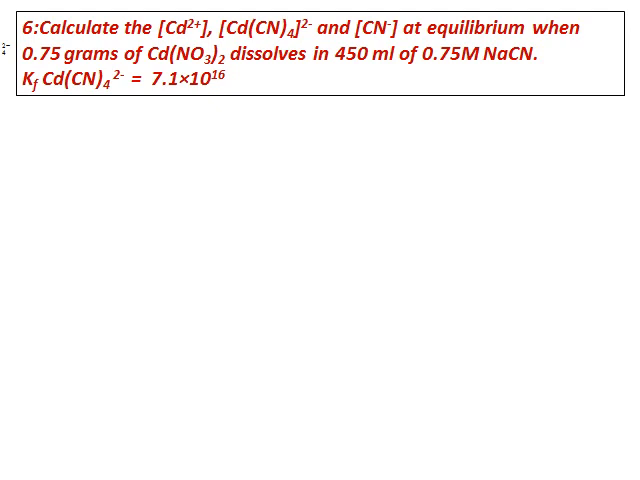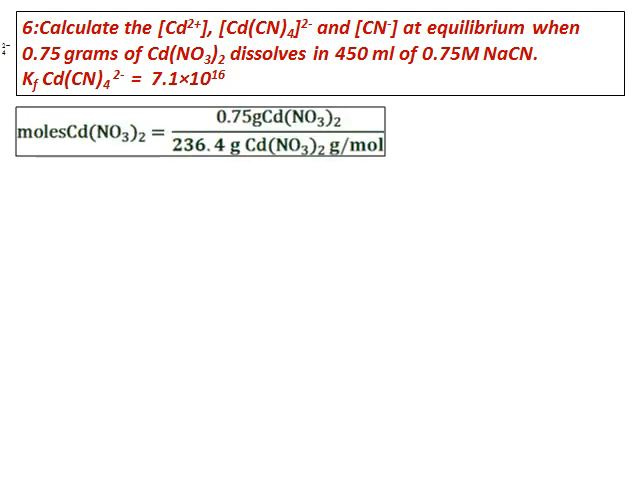Calculate the cadmium ion concentration, the cadmium cyanide complex concentration and the cyanide concentration at equilibrium when 0.75 grams of cadmium nitrate is dissolved in 450 milliliters of 0.75 molar sodium cyanide. The formation constant of the cadmium cyanide complex is given to you.